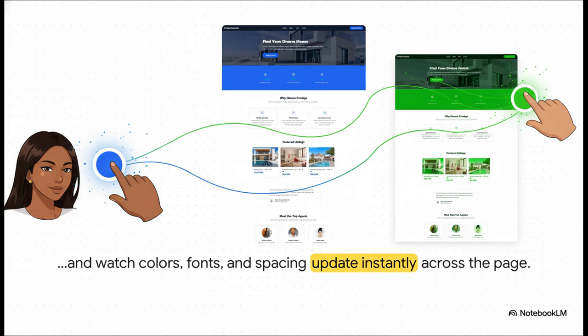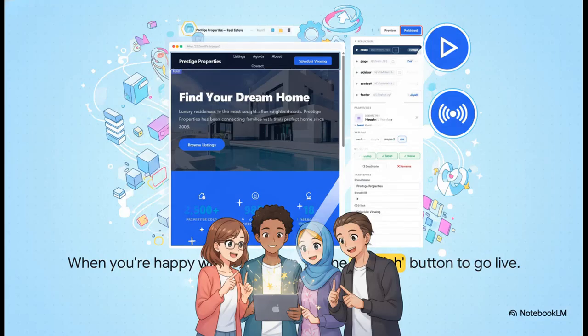And here's where the magic happens. You go into your design tokens, you change that primary color from, say, blue to green, and you watch as every single button, heading, and link tied to that token updates instantly across the entire page. This is how you do a complete site-wide rebrand in like 10 seconds. It's amazing.